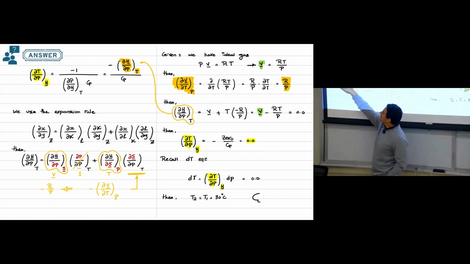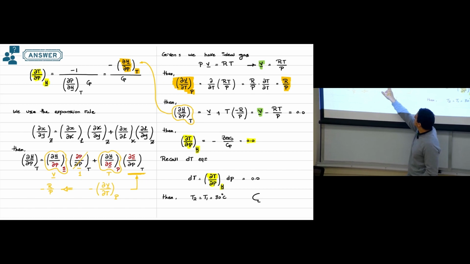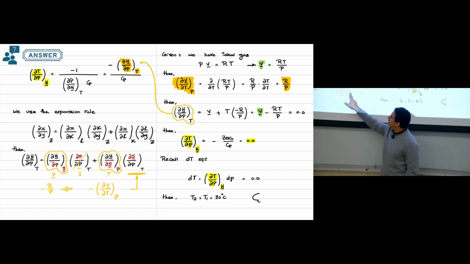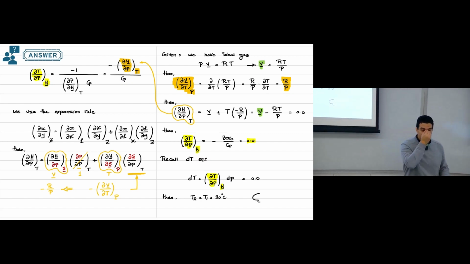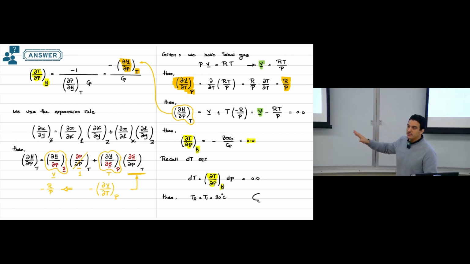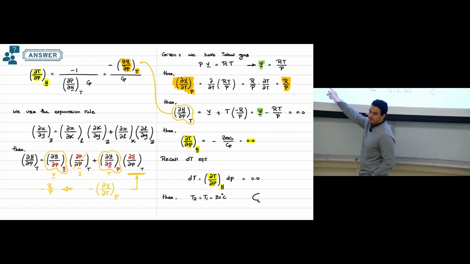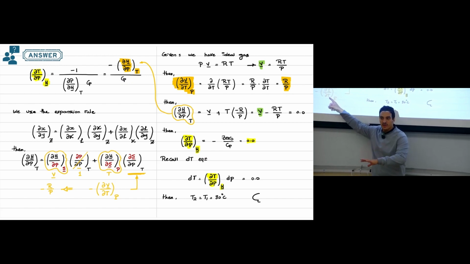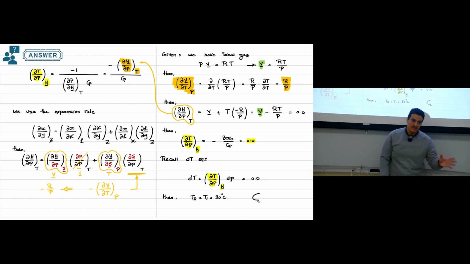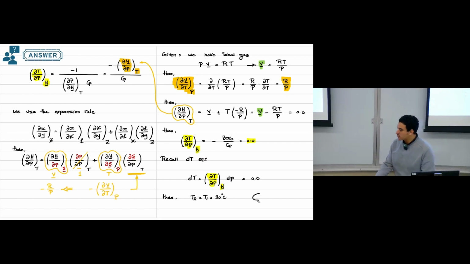So everything here will be the same. dH by dP at constant temperature will be molar volume plus temperature times this partial derivative. This one here I found because I had an ideal gas, so I said PV equals RT. So the only thing that will be different between this example and the previous one is the way of calculating this partial derivative, because this one is calculated from the equation of state. In the first example, we have the ideal gas equation of state. In the second example, we have the van der Waals equation of state. So this will be the only change.